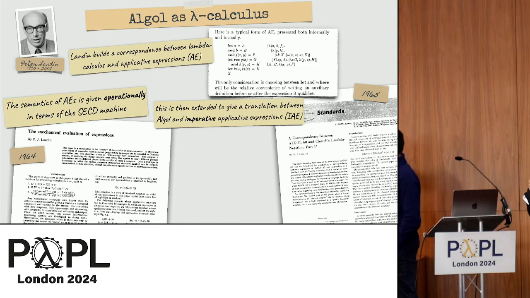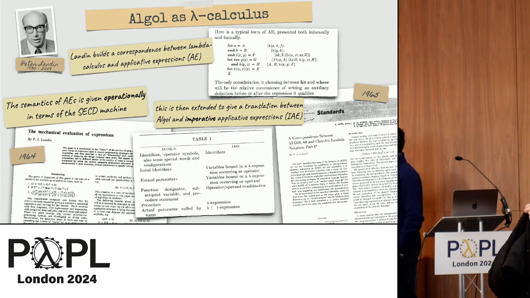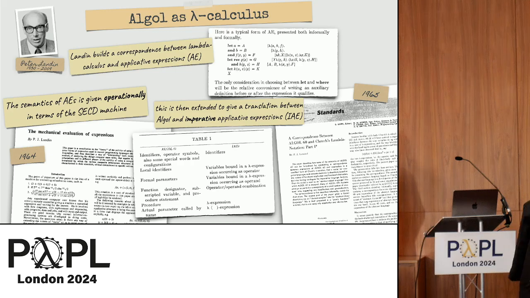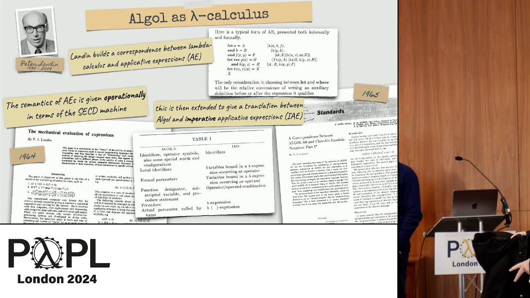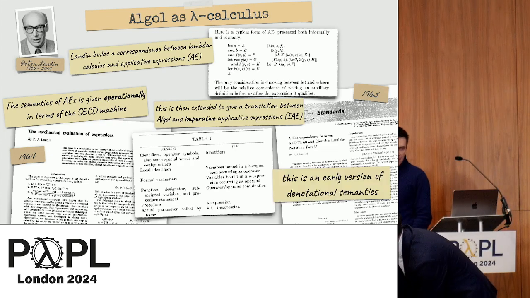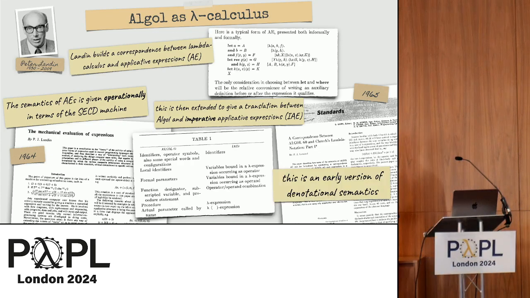A little later, 1 year later in 1965, he then extends the applicative expressions to be imperative applicative expressions, where he adds the assignment operation. And then he gives a semantics of ALGOL in terms of these imperative applicative expressions. And so what we're seeing here is an early version of denotational semantics, because he's mapping the meaning of ALGOL to the meaning of something like the lambda calculus, and that correspondence is how he gives the semantics. So this is the first trace, I think, of denotational semantics happening in around 1965.